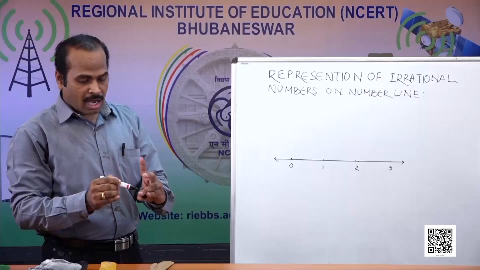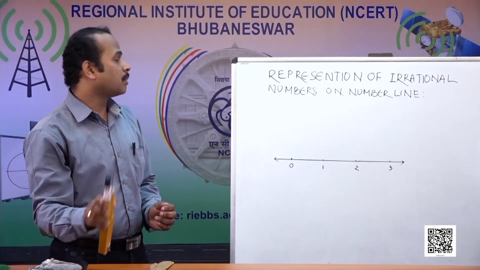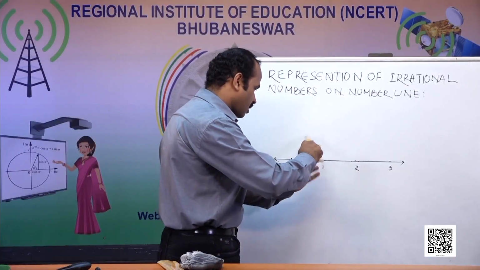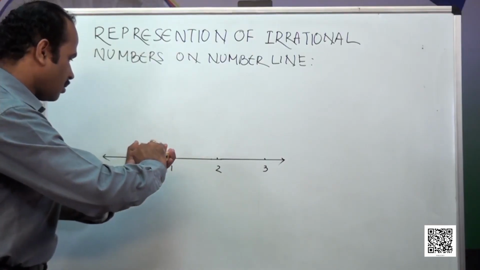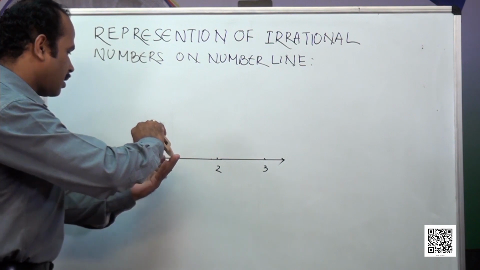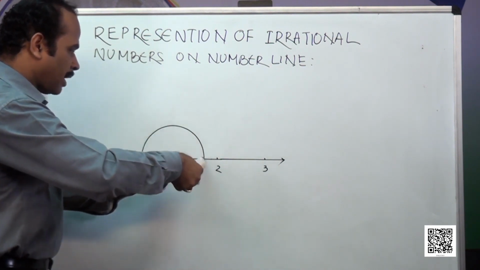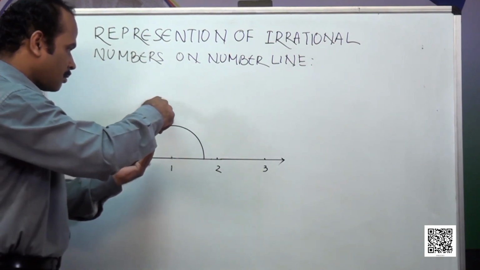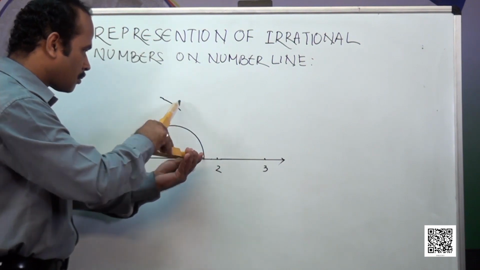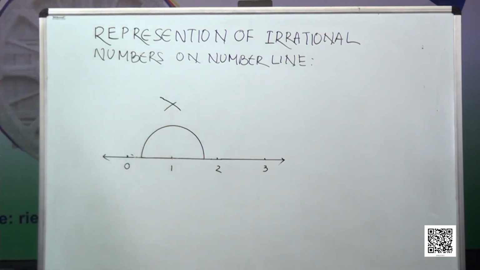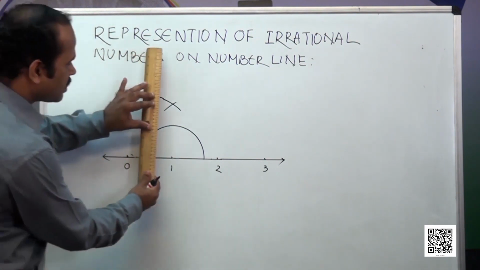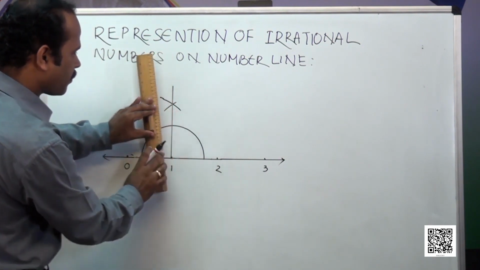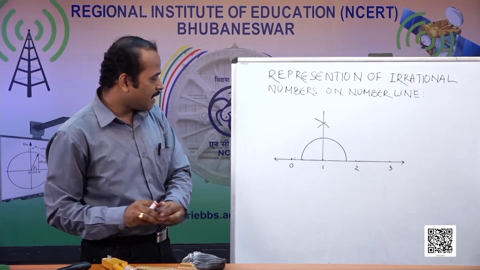Now on this number line, I want to present root 2. Let me select the point 1, and then I will start from this point 1. I will draw a semicircle, and with the semicircle I will find the perpendicular on it. Let me bisect this semicircle, and let me join this point to find this right angle. Now I have constructed a right angle here.